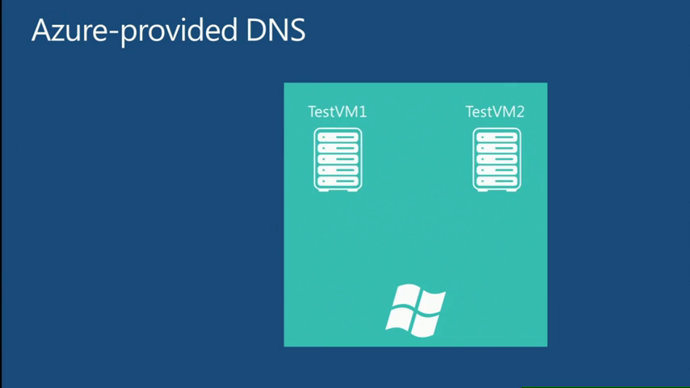So let's say you had two virtual machines that are part of the same service. Let's say test VM1 wanted to talk to test VM2. All it had to do was use our multi-tenant DNS service that's enabled by default. So when you deploy a virtual machine, we automatically register the private IP address of your virtual machine in our DNS service, and you can just look up the DNS service and resolve the other instance by name. In this particular case, if test VM1 wants to talk to test VM2, it gets the IP address, and it's able to communicate with test VM2.